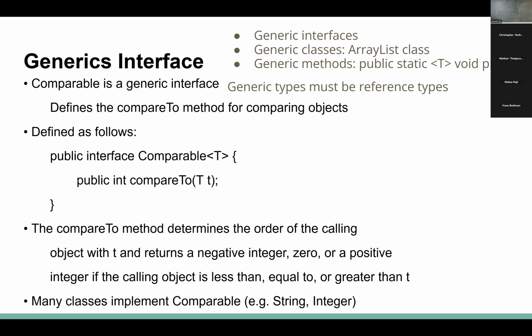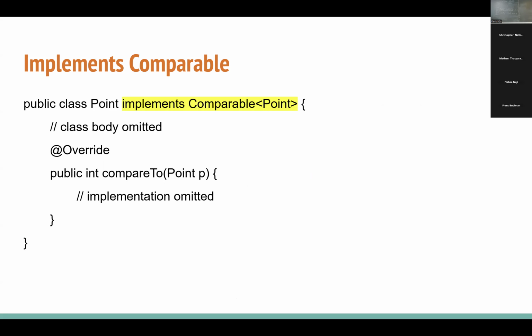Oh, we're running a little bit over time, but we have generic interfaces, generic classes, and generic methods. For generic classes, you should import them from the library. But I'm only going to talk about the interface, because there is a very famous and very often used interface, which is Comparable. So how do you implement Comparable? You just implement Comparable, and you put your Point or String or the type you want to compare inside it.